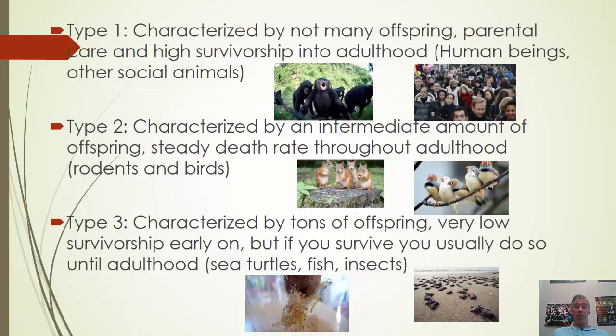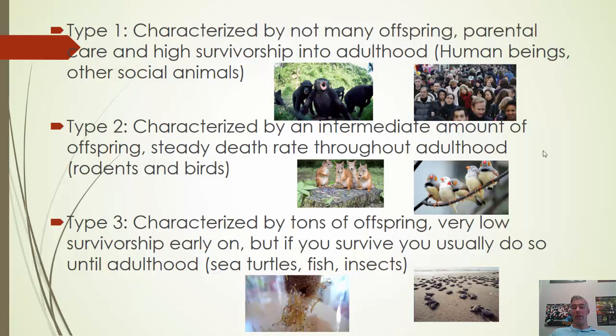So as I said, type 1 is characterized by not many offspring, parental care, and high survivorship into adulthood. Type 2 is characterized by intermediate amounts of offspring, and steady death rates throughout adulthood and childhood. Rodents and birds would be examples of those. And then type 3 is characterized by tons of offspring but very low survivorship.